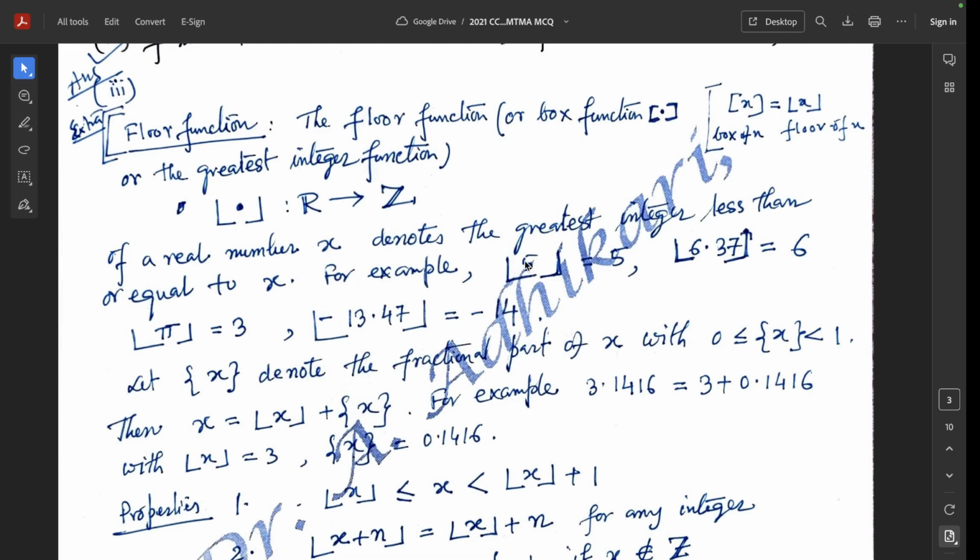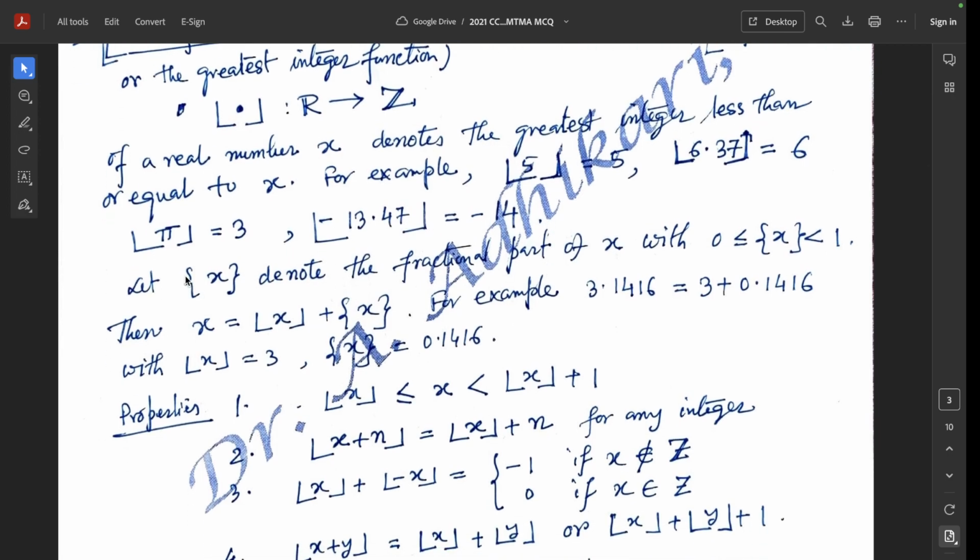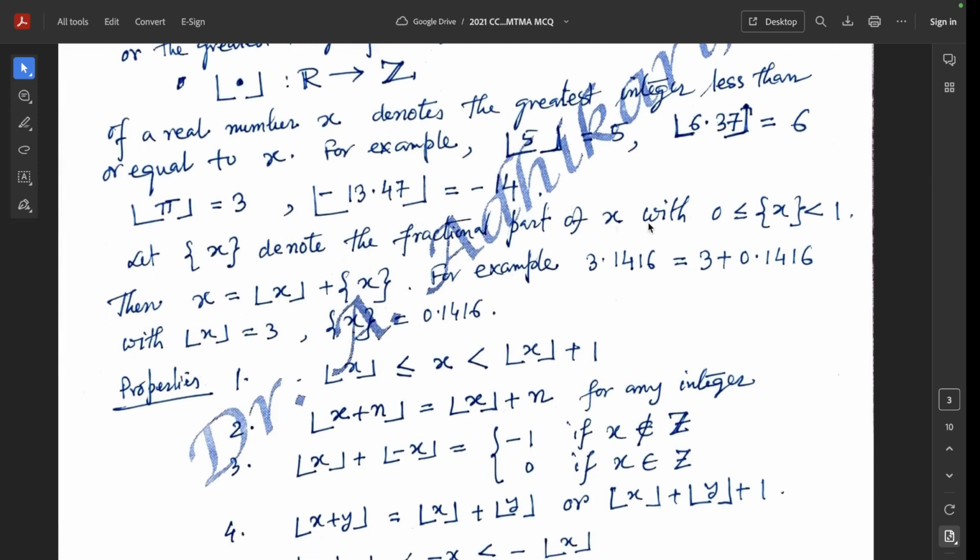For example, box 5 or floor 5 equals 5, floor 6.23 equals 6, floor pi equals 3, and floor of minus 13.47 is minus 14. And let the bracket x denote the fractional part of x, 0 less than or equal to the fractional part of x less than 1. So any real number x can be divided into two parts: the floor of x, the integer part, plus the fractional part.